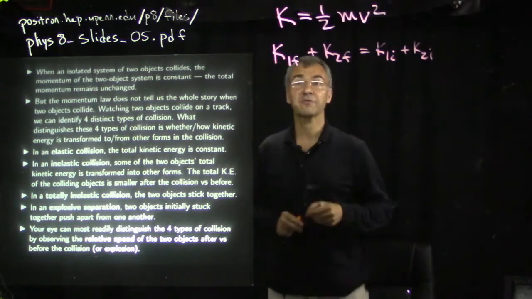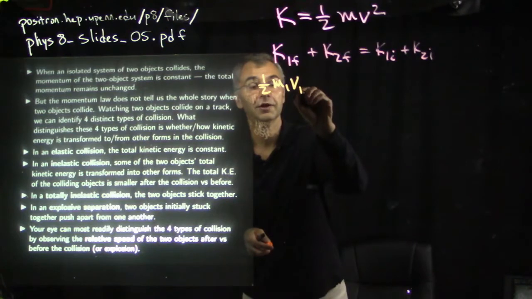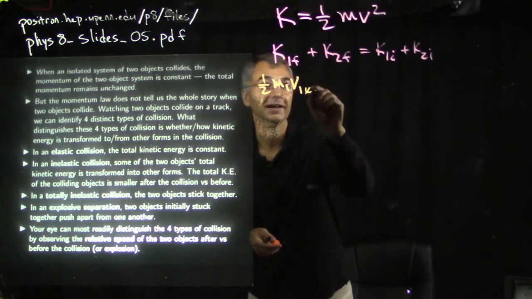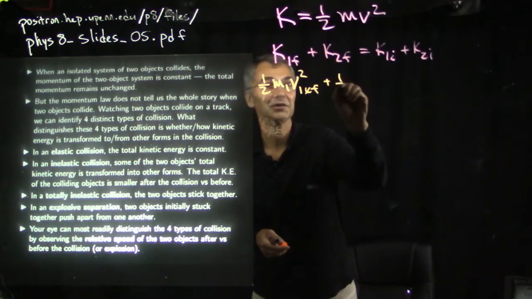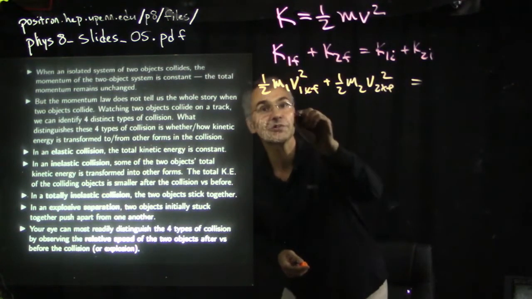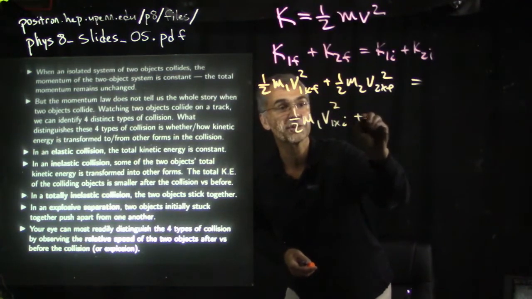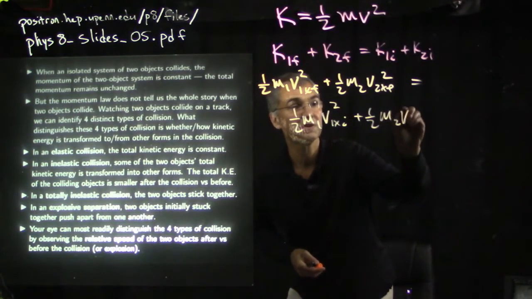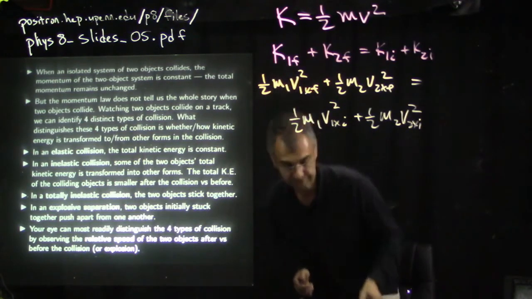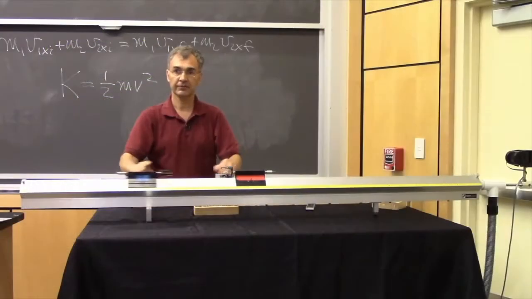Or another way to write that is you could say 1/2 M1 V1, well, let's just do x coordinates, V1x final squared plus 1/2 M2 V2x final squared equals 1/2 M1 V1x initial squared plus 1/2 M2 V2x initial squared. I'm just doing x components for now. Okay, so that's what happens in an elastic collision.